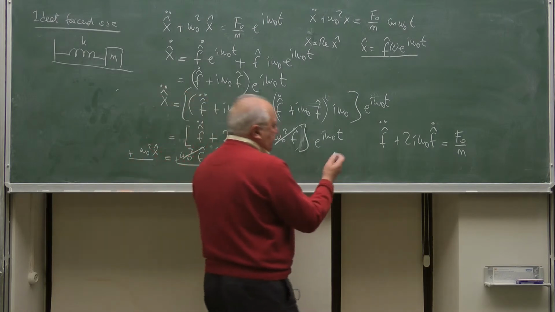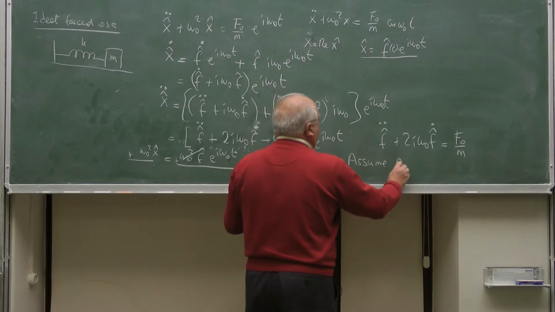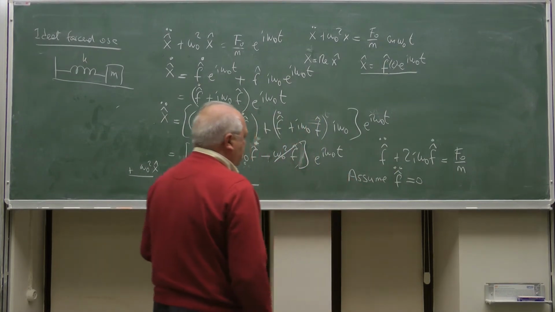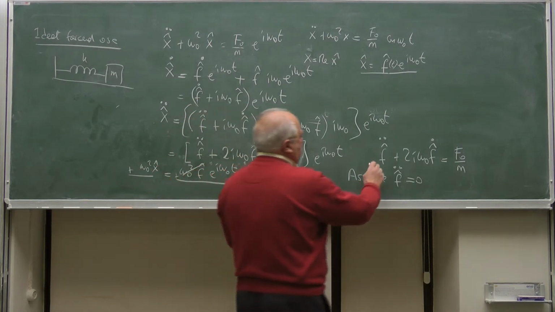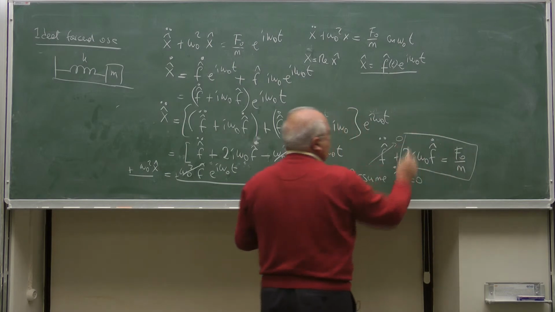So to make it simplest, let us assume f double dot to be equal to 0. So if that's 0, we should attempt the solution of this equation.